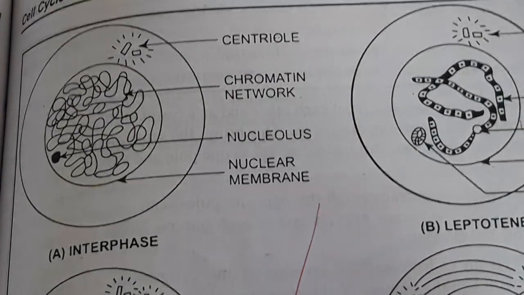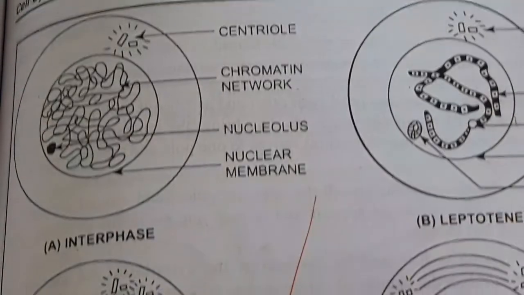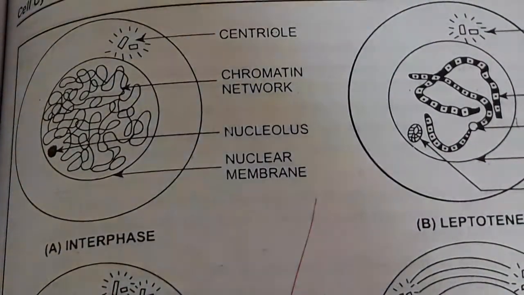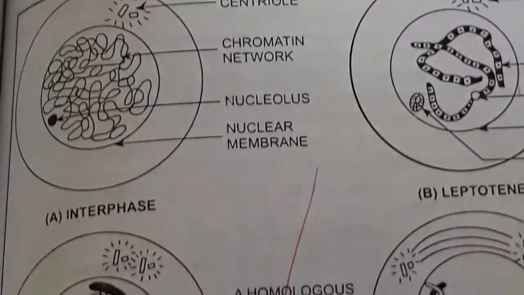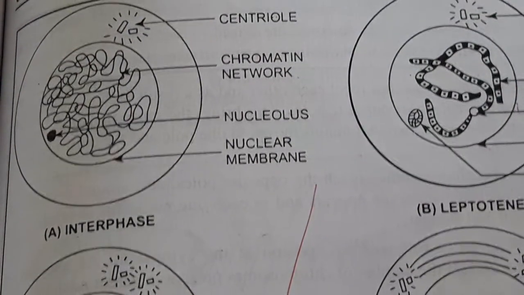Good morning, everyone. So, today let's discuss the topic meiosis. Now, meiosis is actually the reduction cell division which takes place in the reproductive or the germ cells. Okay, meiosis is a long process, it consists of two phases, meiosis 1 and meiosis 2.